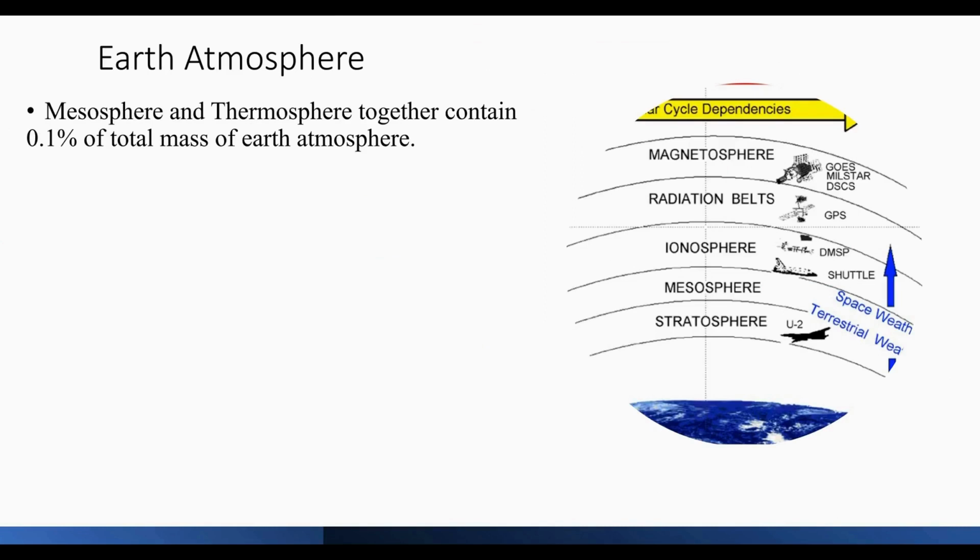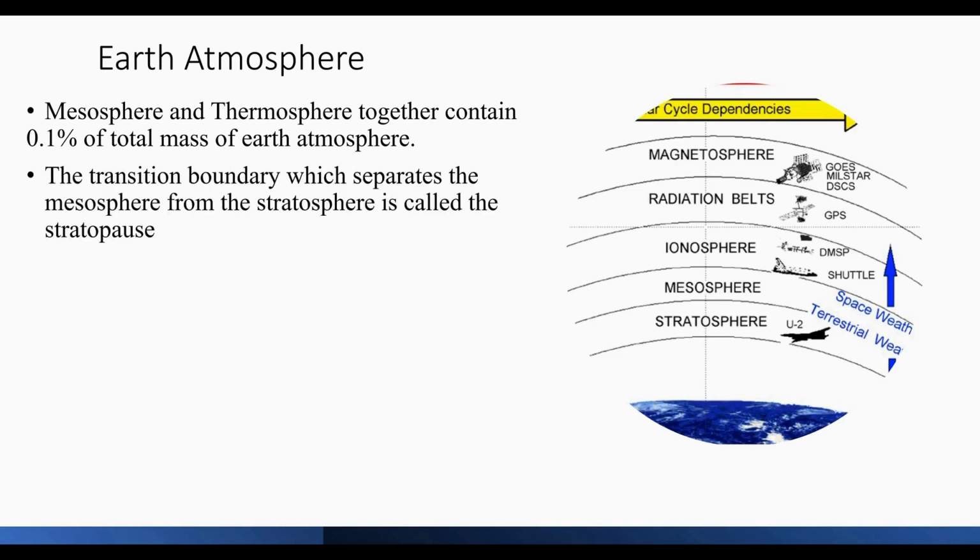The mesosphere is the coldest layer of Earth's atmosphere, located right above the stratosphere. The mesosphere is the first line of defense from bodies entering the atmosphere. Meteors begin to burn up upon entering the mesosphere. The mesosphere and thermosphere together contain 0.1% of the total mass of Earth's atmosphere. However, 99.99% of the Earth's atmosphere is below the thermosphere. The transition boundary which separates the mesosphere from the stratosphere is called the stratopause.